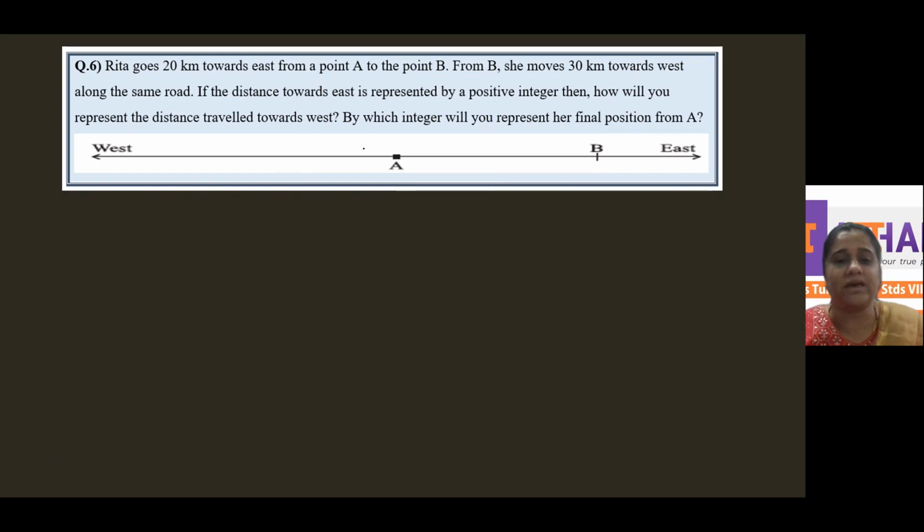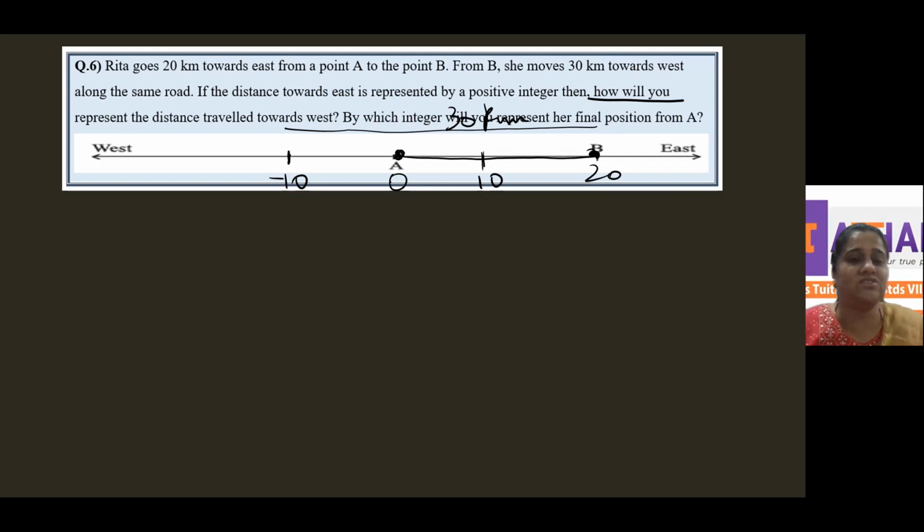See here. She starts from A. Rita starts from A, and she goes like this to the point B. The distance is 20 kilometers. So this is 0, this is 10, and this is 20. Now she comes back 30 kilometers. So this one should be minus 10, right? So there are two questions. How will you represent the distance traveled towards west? By a negative integer. And how will you represent the final position? Minus 10. She will be at minus 10.